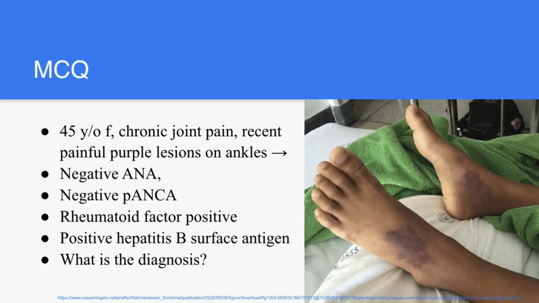Rheumatoid factor sometimes is just falsely positive in patients with vasculitis, and this patient has a positive hepatitis B surface antigen. So if you find positive hepatitis B or C in a patient with vasculitic lesion, this points to the diagnosis of polyarteritis nodosa. So this is a case of polyarteritis nodosa with hepatitis B surface antigen positive.